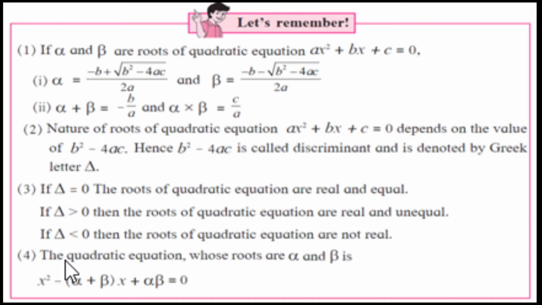The last point, the quadratic equation whose roots are alpha and beta. If we are given two roots alpha and beta, then the equation can be written as x square minus (alpha plus beta) x plus alpha into beta is equal to 0. These things we need to remember to solve this practice set. So let's start.